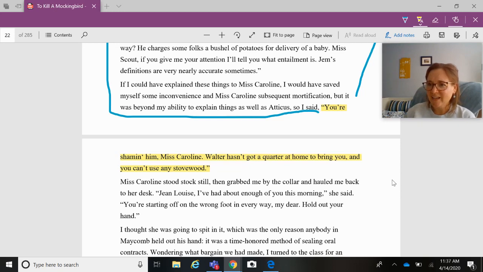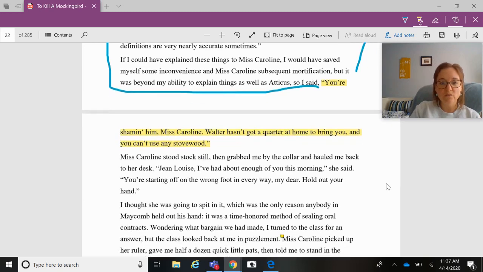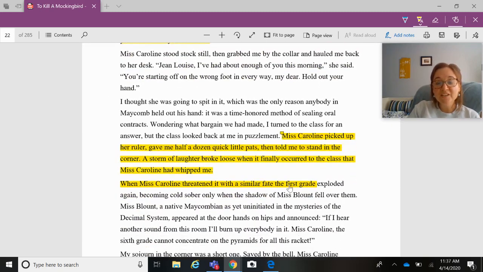And Miss Caroline's like, I don't know what to do with this child. She's just had it. She's reading, she's writing, she's doing everything she's not supposed to. And now she's making me look stupid in front of the class on my first day of school. And she takes her to the front of the room and she hits her with a ruler.